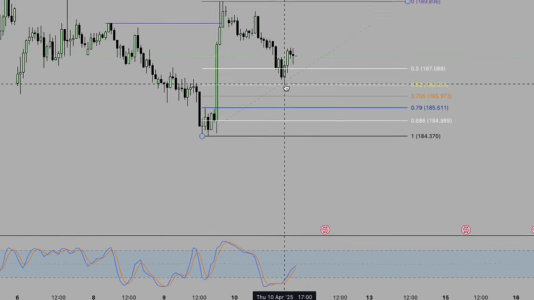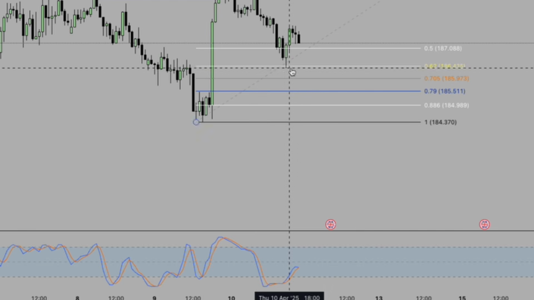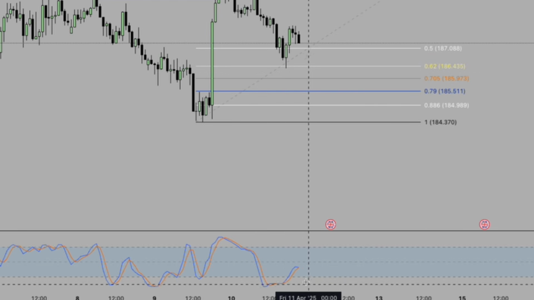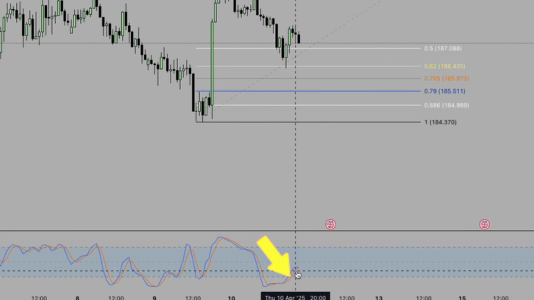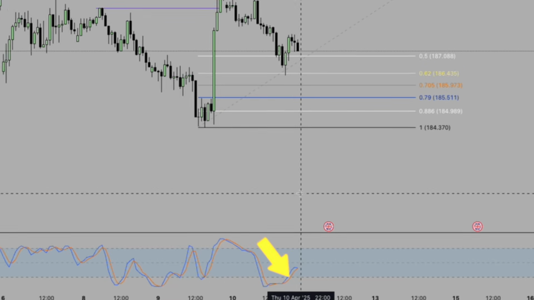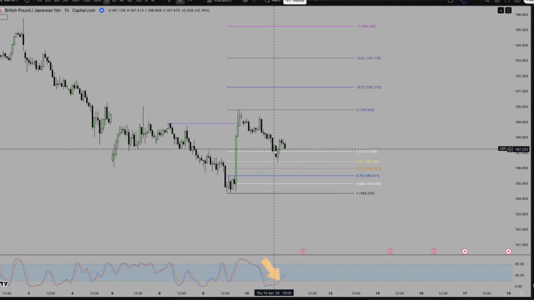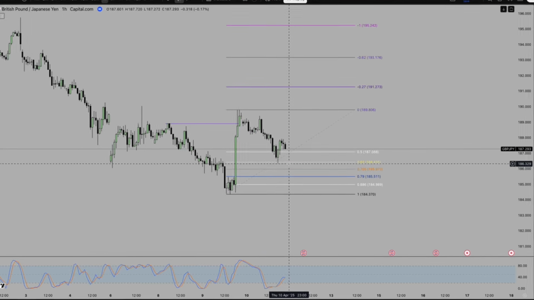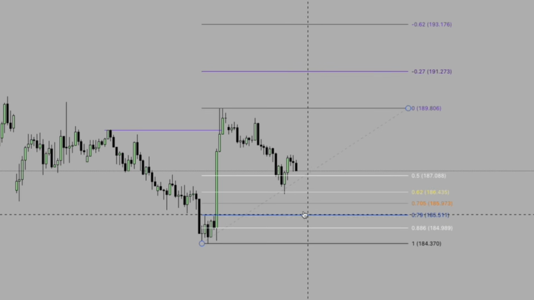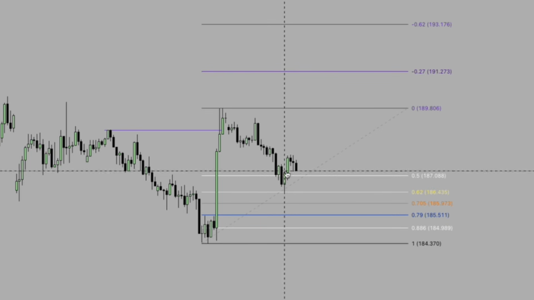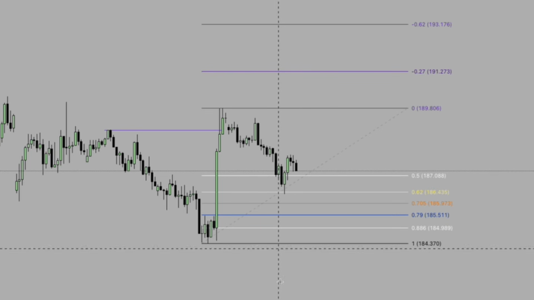So once the market interacted with the 0.62 level, I'm looking to make entries. And the confirmation is when the Stochastic RSI pulls back into the 20 level. Now, I only want to buy, again, between the 0.62 and the 0.79. So I cannot enter this trade at this time because we are already above 0.5.